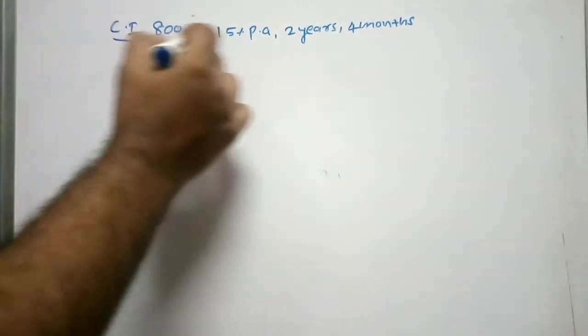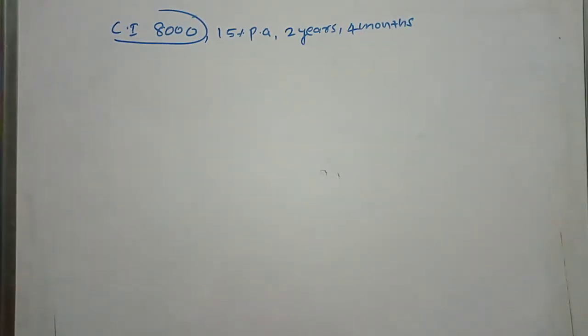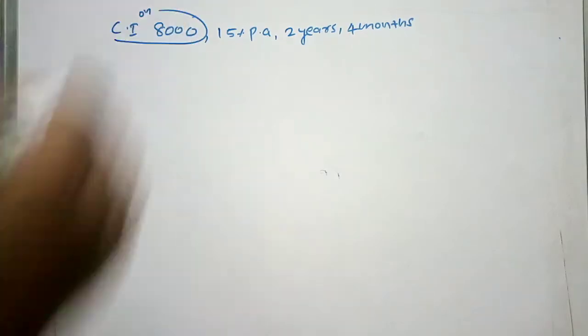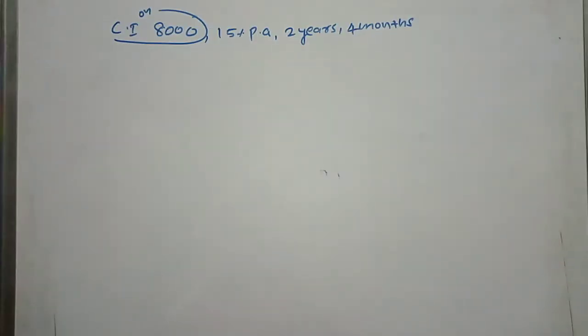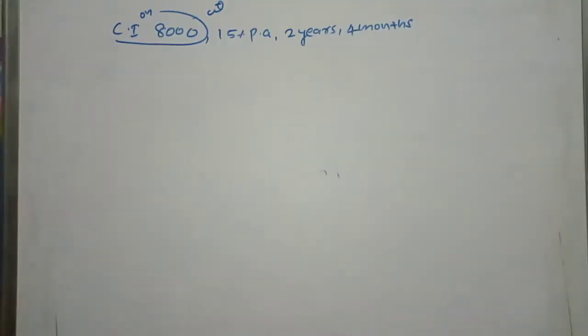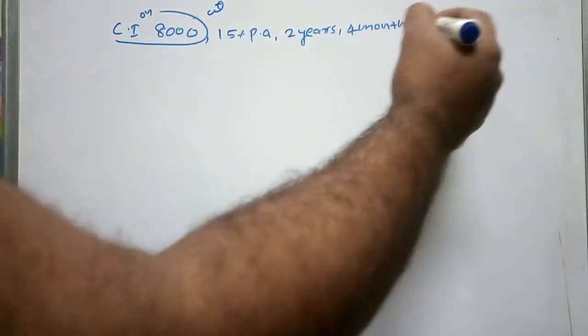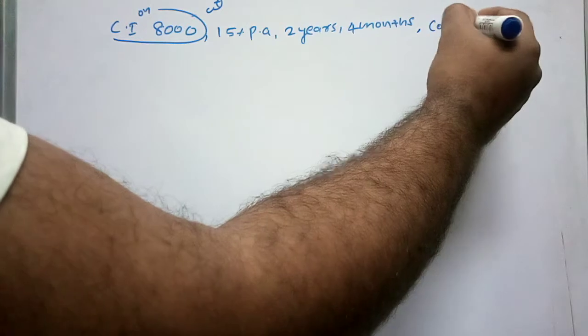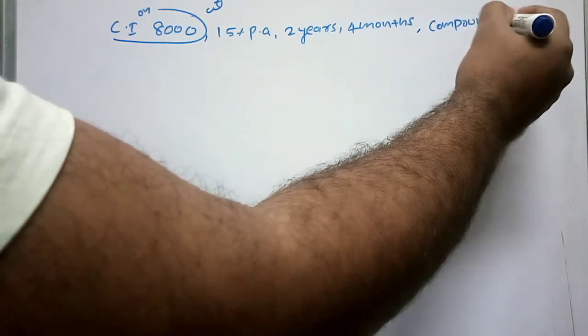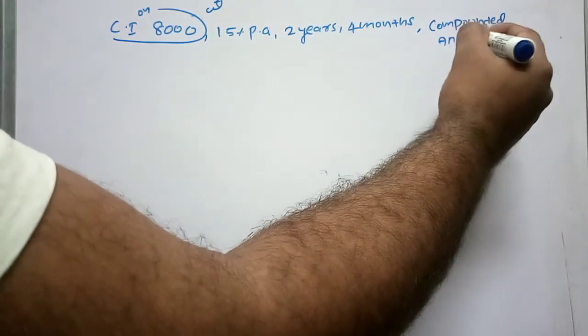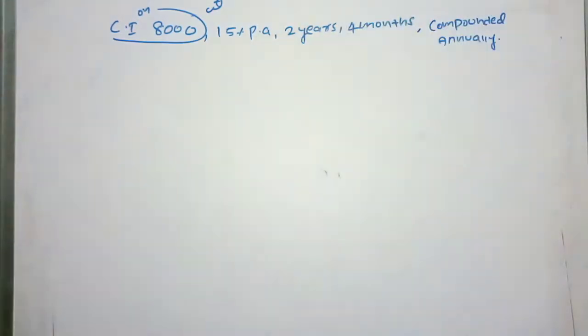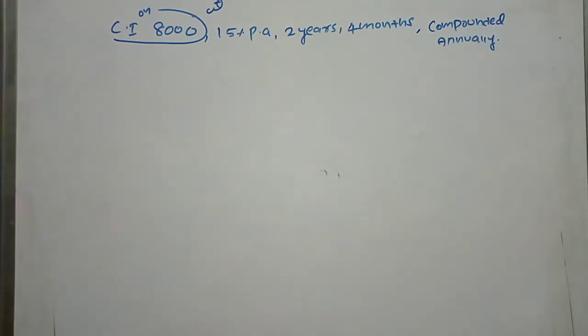Okay, compounding interest. So find compounding interest on 8,000 rupees at 15% interest rate per annum for 2 years and 4 months, compounded annually. So this is also one of the important criteria. It is given annually or it is half yearly. For annually, the formula is different.